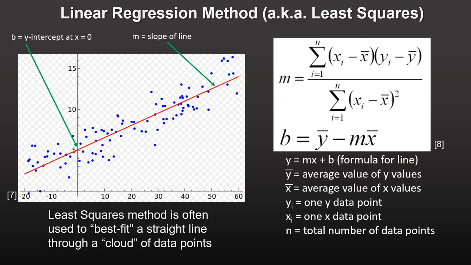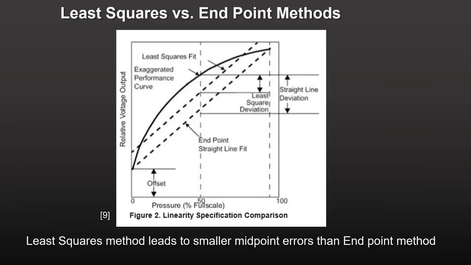Once you calculate the slope of the line, you calculate the y-intercept b of the line from the formula b equals y bar minus m x bar. With linear regression, the linearity error at the midpoint will generally not be the same as the linearity error at the endpoints. However, the maximum error at any point will be smaller than the midpoint error for the endpoint method.